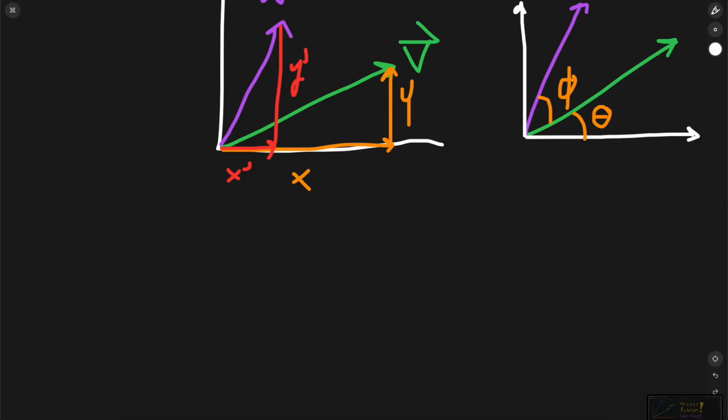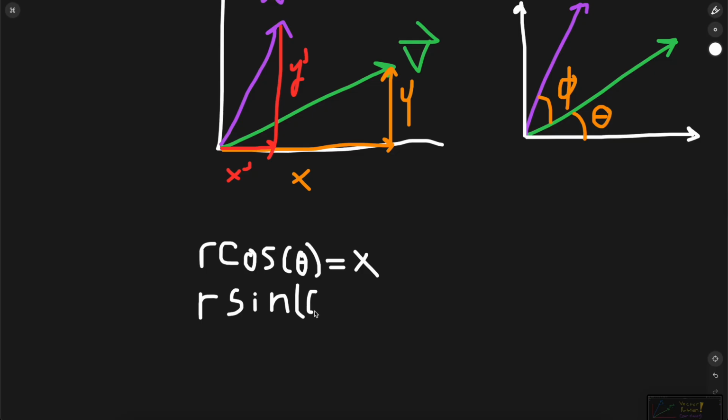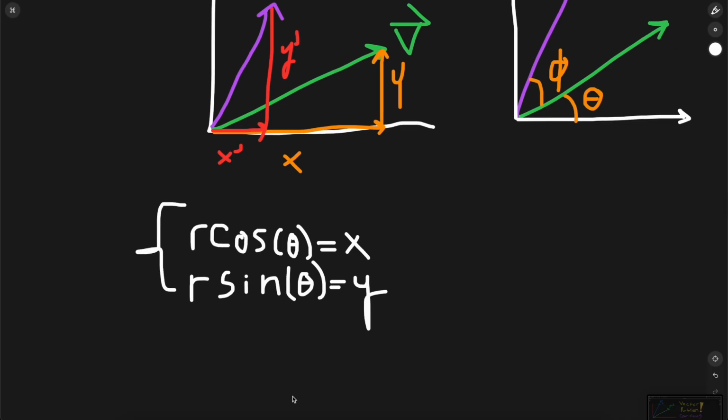Well, let's start off with the most simple definitions. How can we define x and y? Well, if we know that our cosine of theta is equal to x, whereas our sine theta, in our case, is equal to y. All right. So we know this to be true. These are fundamentally true.